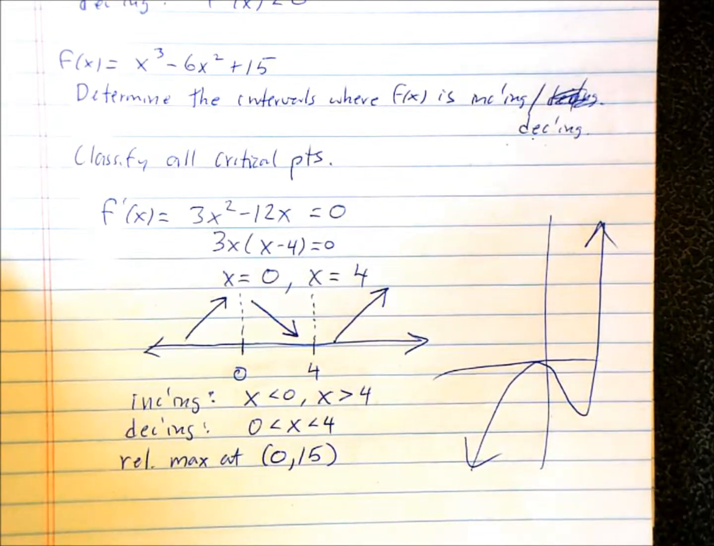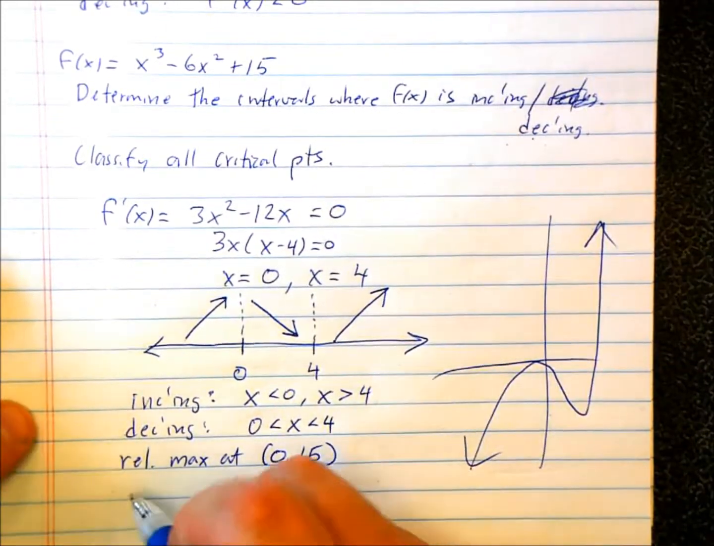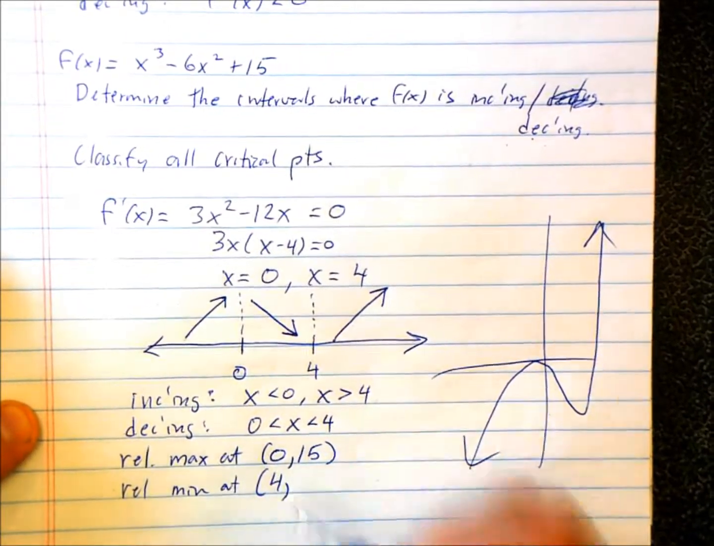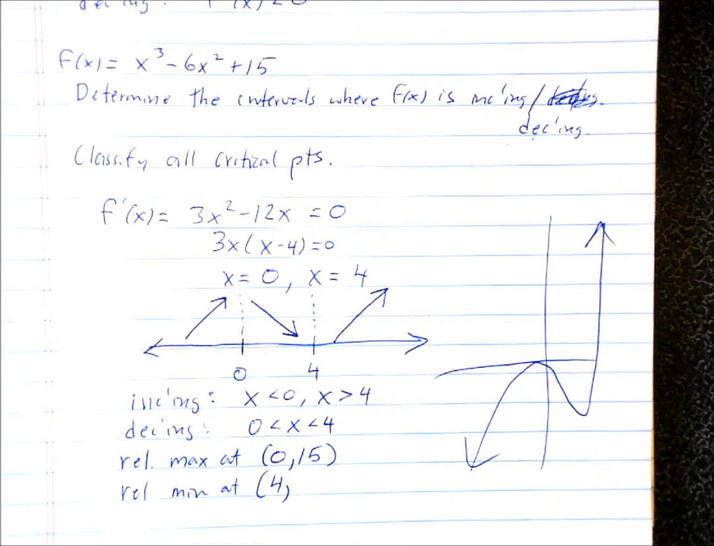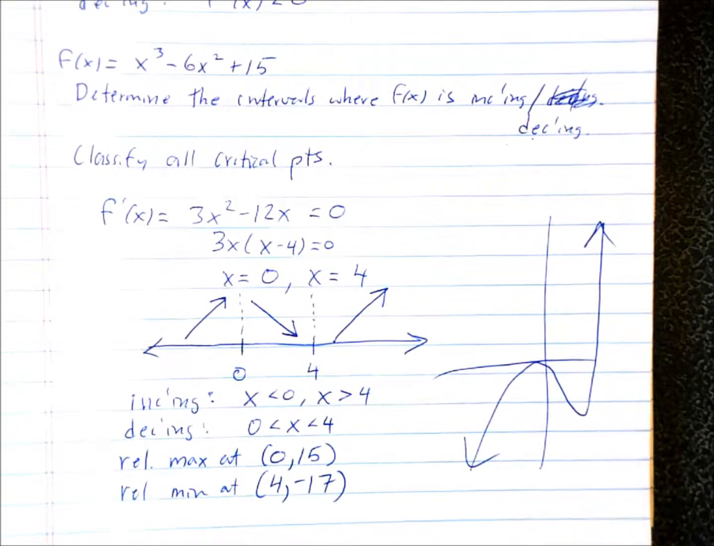And then what's happening at 4? A relative min, because the graph is coming down. Then it gets to 4 and it turns around and goes back up. Relative min at 4. I'll use my calculator, I guess. 4 cubed minus 6 times 16 plus 15. I got negative 17. So there would be my answer. There's my increasing, decreasing, and I classified my critical points.